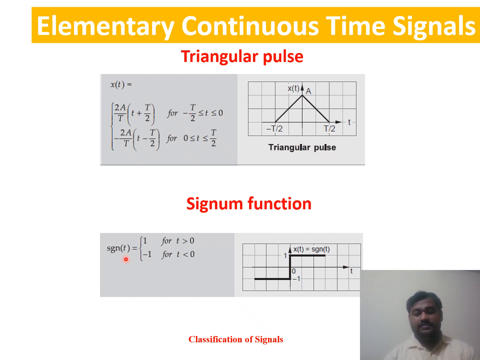Similarly, the signum function represented as sgn of t equal to 1 for t greater than 0, minus 1 for t less than 0. For t greater than 0, the value is 1. For t less than 0, the value is 0. This is represented as signum signal, sgn of t.